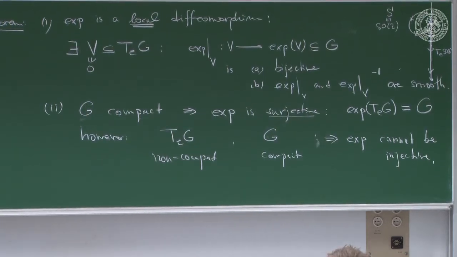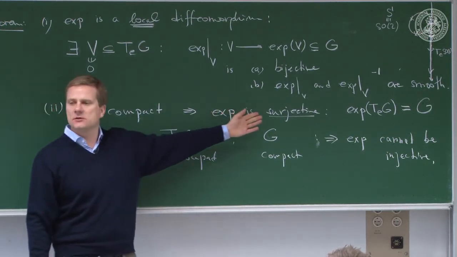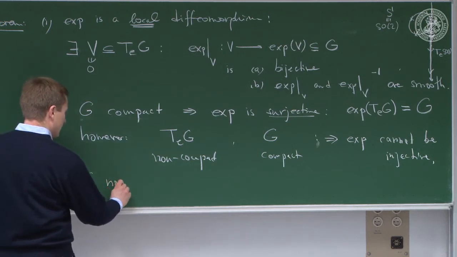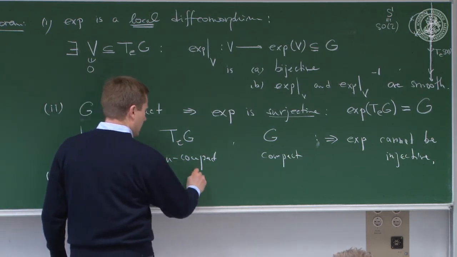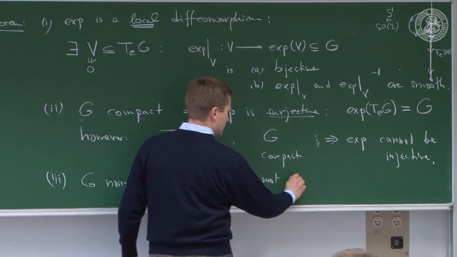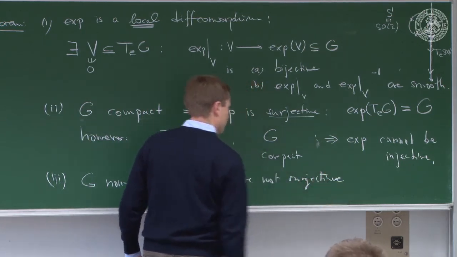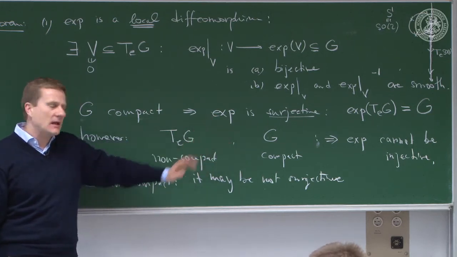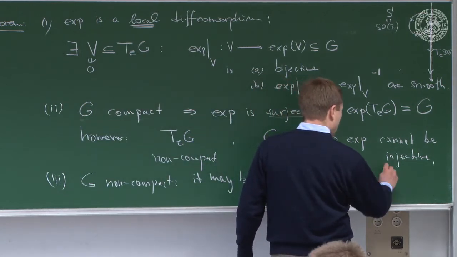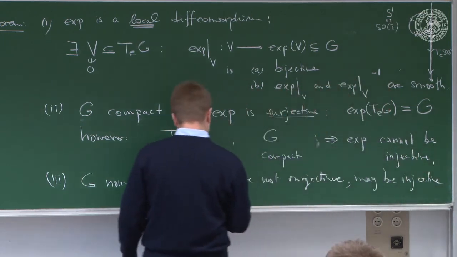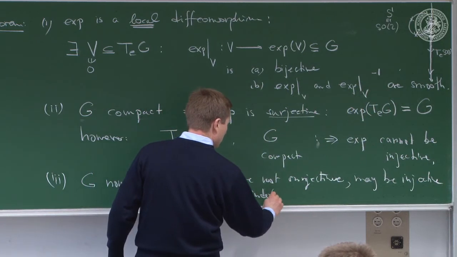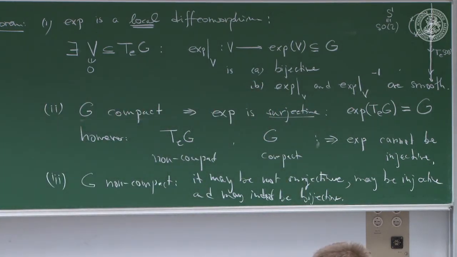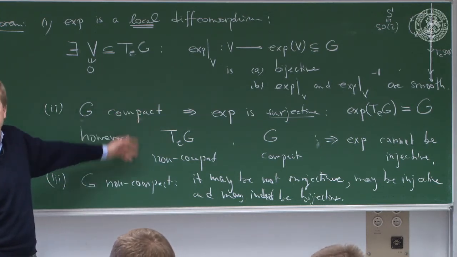Okay, so that's if G is compact. Now, if G is non-compact, it need not be surjective. So let me, well, that's a non-result. Nevertheless, let me state it as a non-result. So if G is non-compact, it may be not surjective, right? But it now could be injective because you no longer run into this trouble. And it can be both. It may not be surjective, may be injective, and may indeed be bijective. But you see, part 3 says nothing. It just warns you that nothing of what you concluded here applies there.